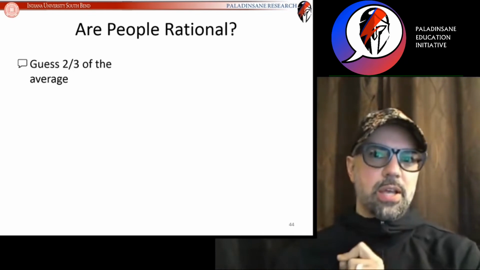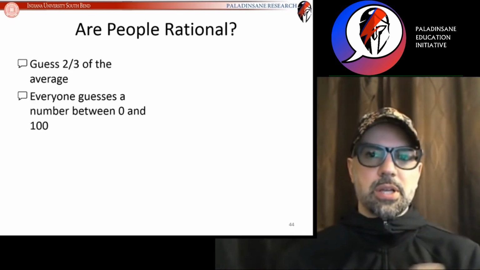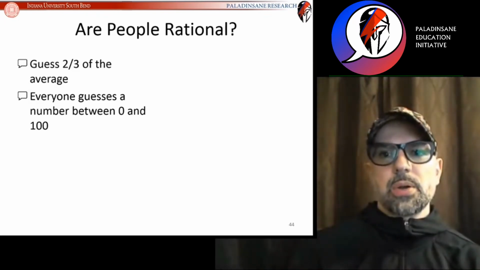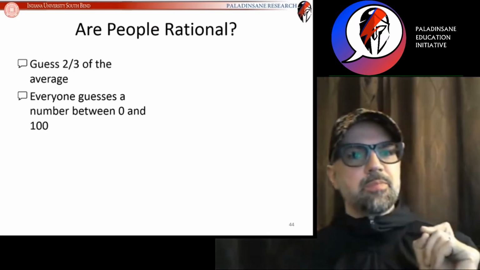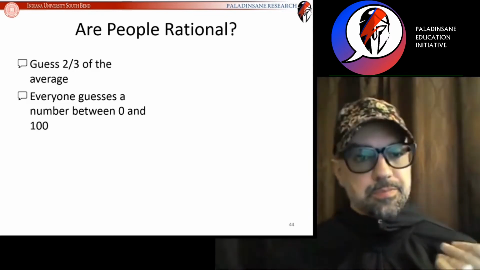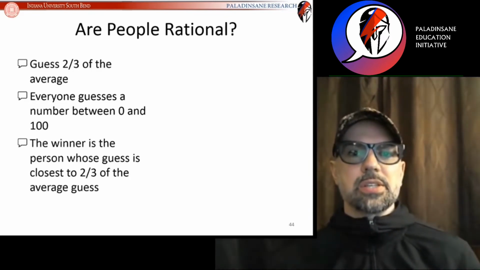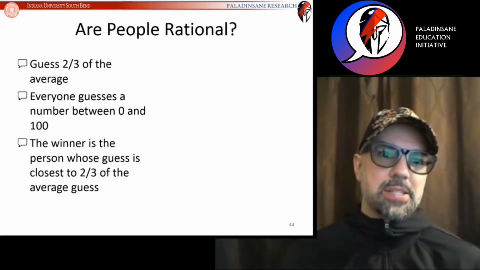And what you're going to do here is you're going to guess a number between 0 and 100. So any number you want between 0 and 100. It's going to be a whole number, but any number you want between 0 and 100. And the winner, imagine that you're playing this against the rest of the class. The winner is going to be the person whose guess is closest to 2/3 of the average guess. So that's the key there.